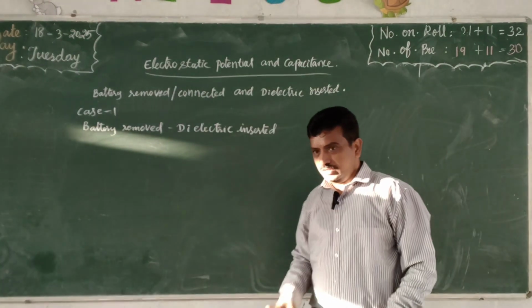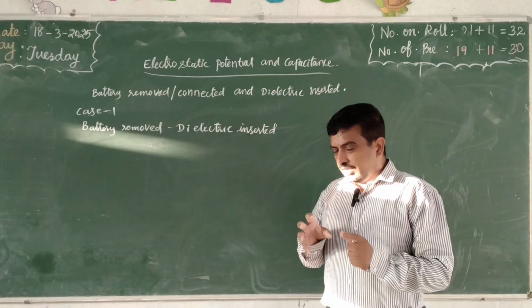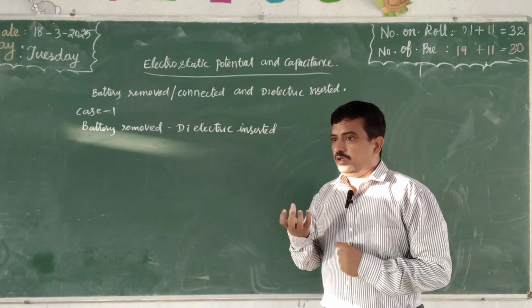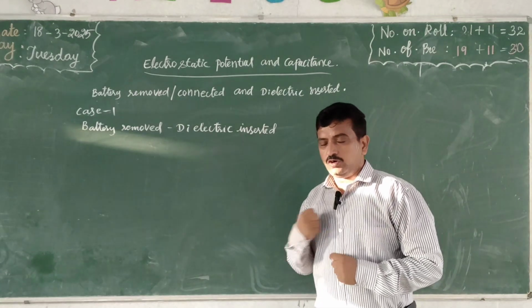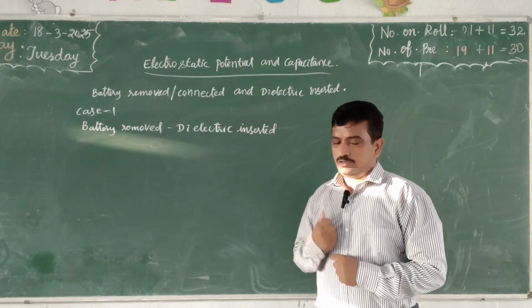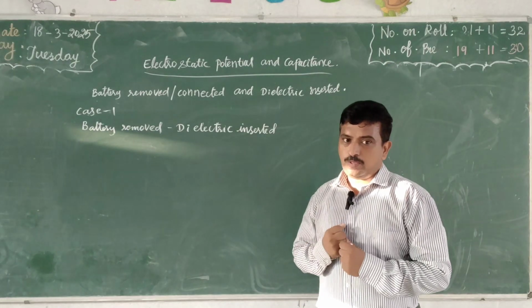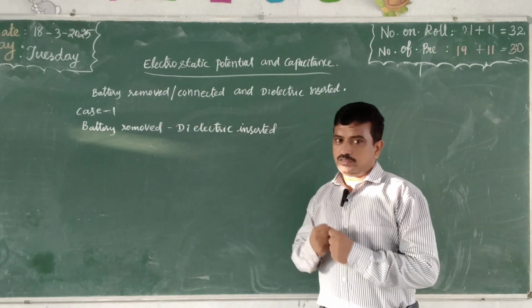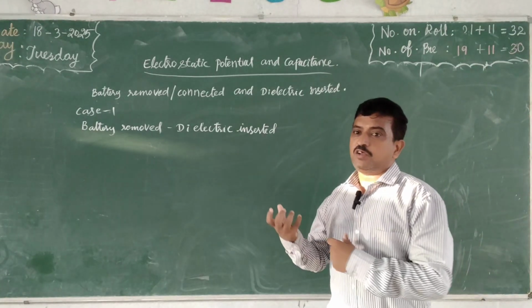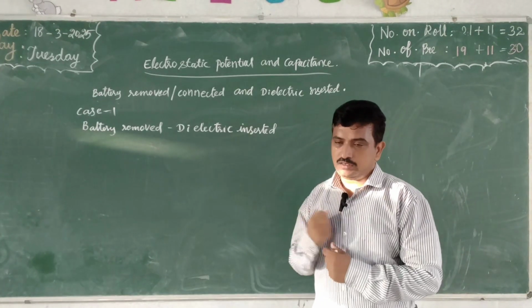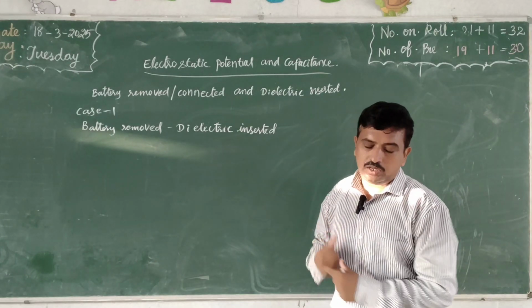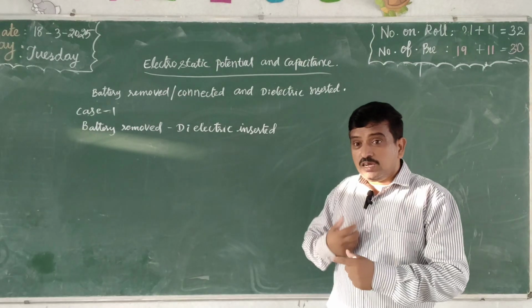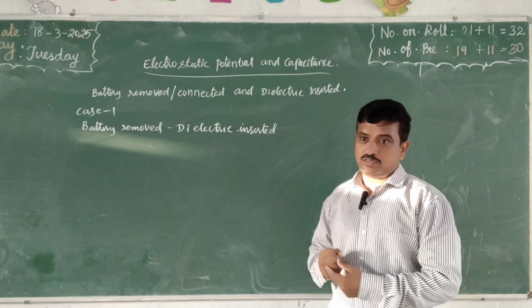Today's concept is a battery connected to a capacitor. Here it has capacitance C0, charge Q0, and potential V0. When the battery is removed and a dielectric is inserted between the plates, what are the changes? How does the electric field change, does it increase or decrease? Does the potential increase or decrease? Does the capacitance increase or decrease? Does the potential energy increase or decrease? That we discuss.